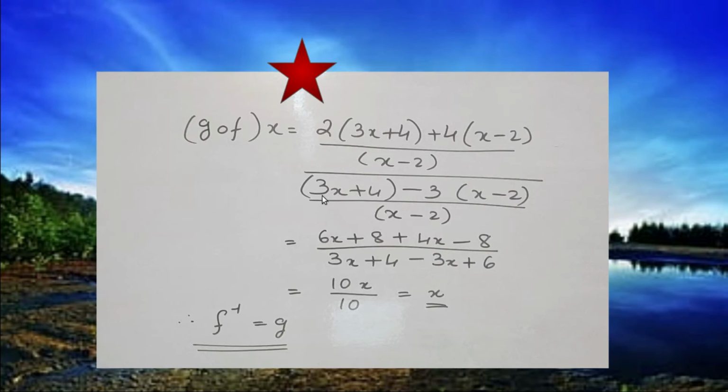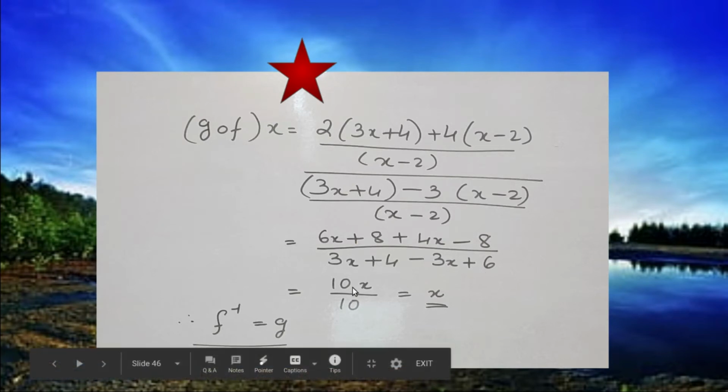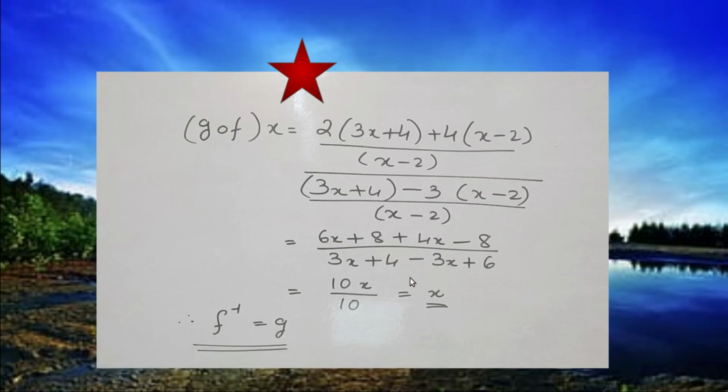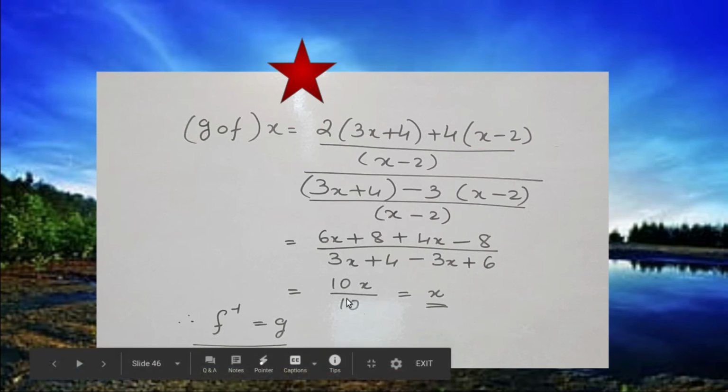Now the denominator: 3x plus 4 minus 3 into x, that is 3x, minus 3 into minus 2 plus 6. And here 6x plus 4x is 10x, 8 minus 8 is 0. Then 3x minus 3x is 0, 4 plus 6 is 10. So we have 10x by 10 which is equal to x. So we have g composite f of x is x.